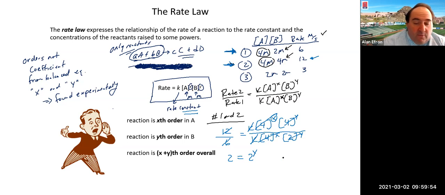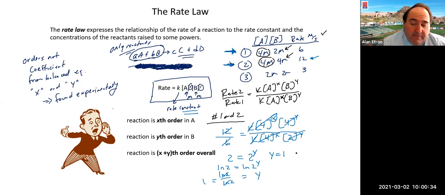At this point, we could solve for Y. You could probably see that Y is equal to 1 in this case. You could probably figure that out just by looking at it. If you couldn't, you could take the natural log of both sides, and that will work. When you take the natural log of both sides, the Y will come down, and you divide the natural log of 2 by the natural log of 2, which equals 1. So that's mathematically another way you could solve it if you can't just visually figure out what the order would be.